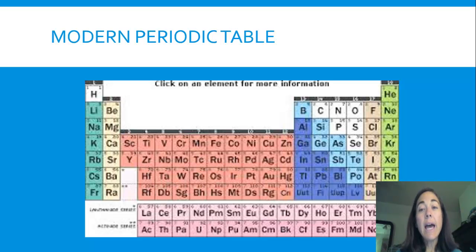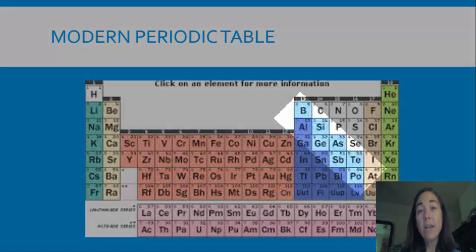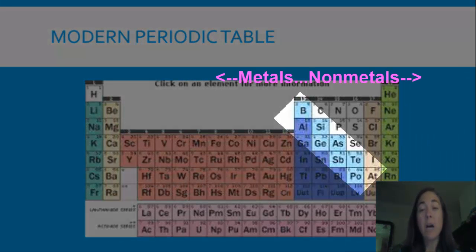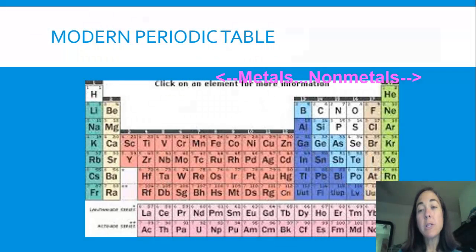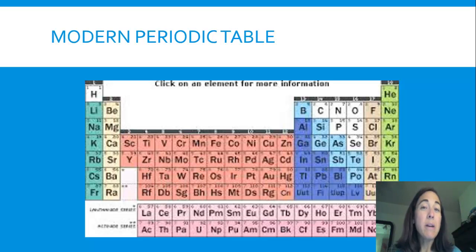As you look at the separation on the staircase between metals and nonmetals, remember that staircase starts underneath boron and works its way down and to the right. The metalloid elements are light blue on top of the staircase and sort of below the staircase. All those other dark blue elements are metals, but they don't have special names.